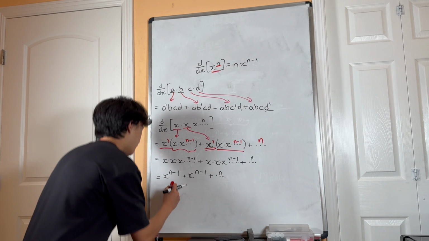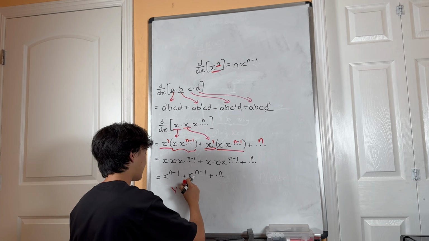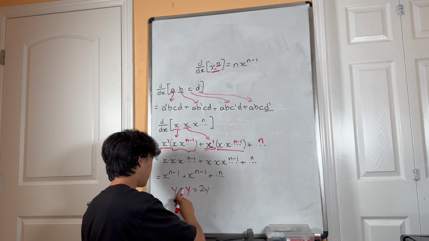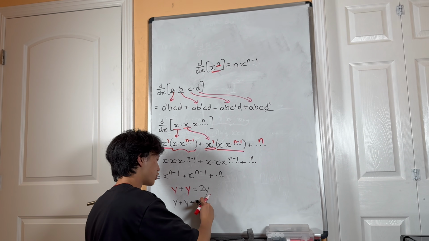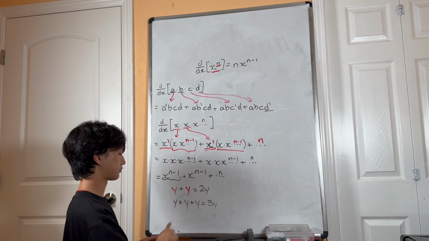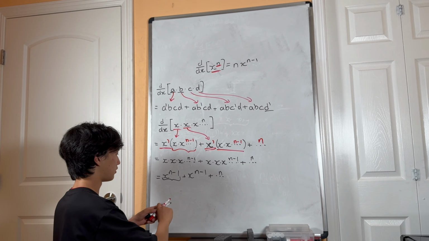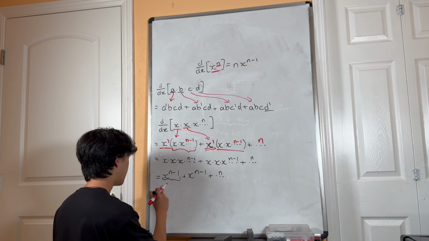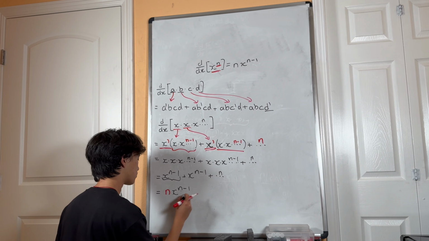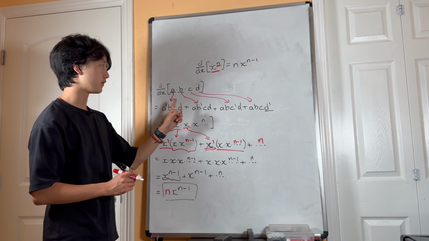Now, say we had y. If we added it with y again, so we had 2 of these y's adding, this would just be 2y. And same deal here: if we had 3 y's adding, this would just be 3y. So what if we have n of these adding? That would just be n times this thing. So n times x to the n minus 1. That right there is how you take the derivative of x to the power of n.